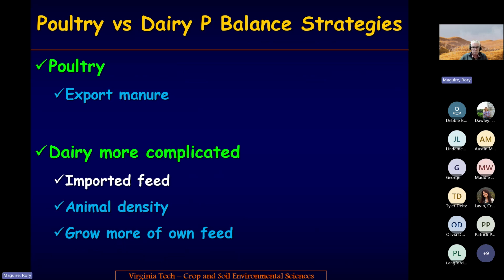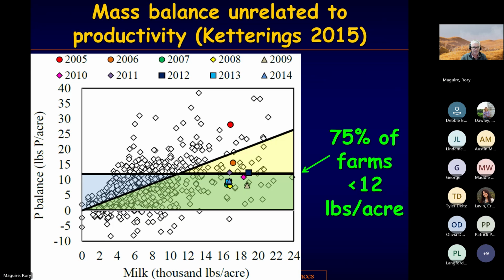Dairy manure is a lot more complicated. It's about 95% water, so it doesn't get transported very much because you're paying to transport water. All poultry feed is pretty much the same, whereas every dairy is different. They're different in imported feed, animal density, and some have the ability to grow more of their own feed. So every dairy is a little bit different. Poultry is fairly straightforward, which is why we're concentrating on dairy.